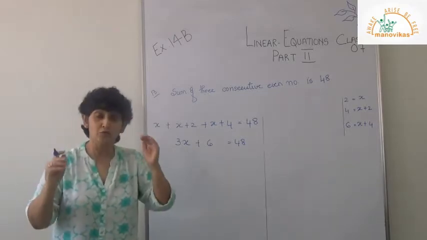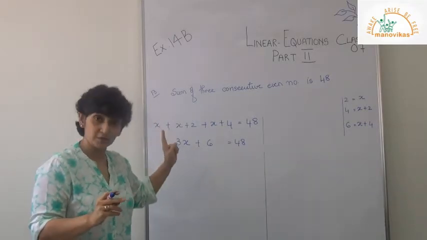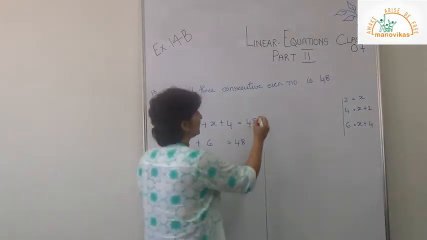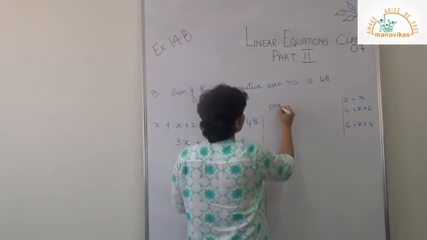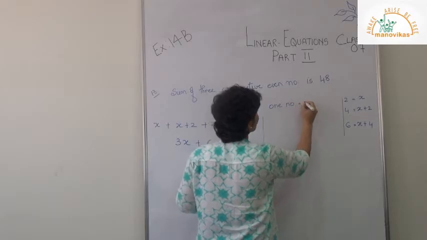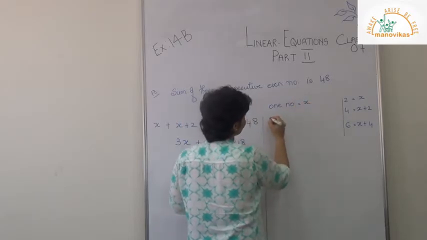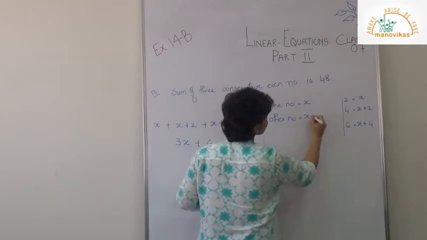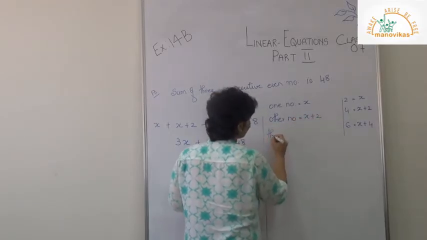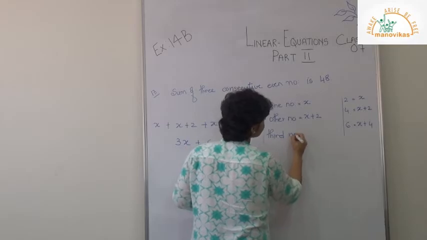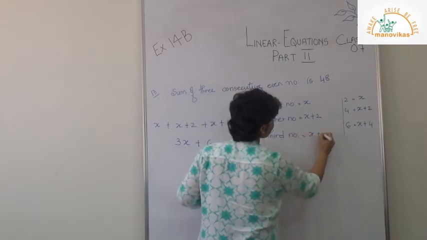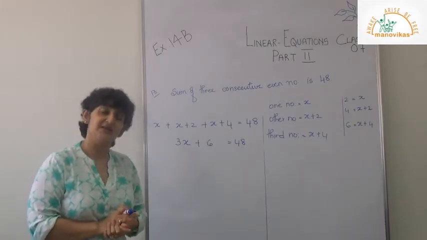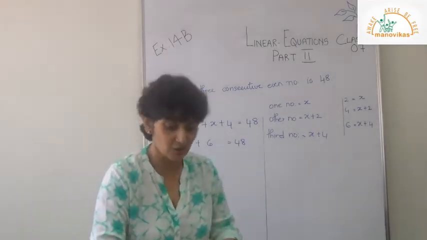Then you know how to solve this. So I will not proceed from here. I've just shown you how to do, so you will continue with it. Remember, let one number be equal to x. The other number will be x plus 2. And the third number will be x plus 4. So this is how you're going to find out the 3 numbers. Let's move on to the next question.